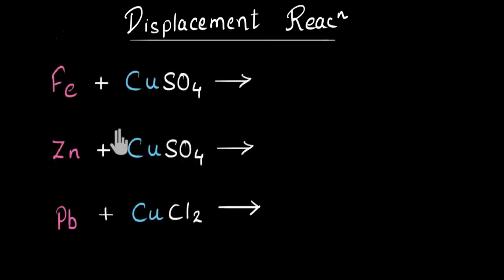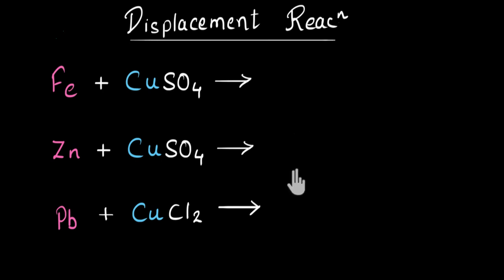So here I have three reactions. And all of these three reactions are going to happen. They are going to proceed. Meaning I'm telling you that iron here is more reactive than copper. Here zinc is more reactive than copper. And here lead is more reactive than copper. Now can you pause the video and think about what are the products that are going to be formed in these reactions? Pause the video and give it a try.